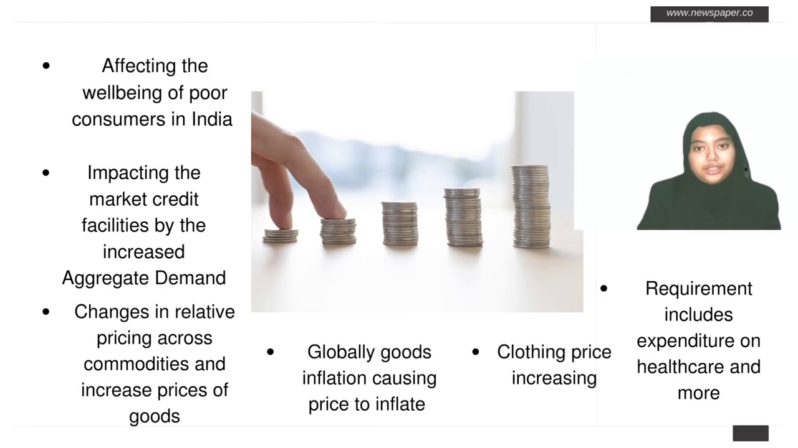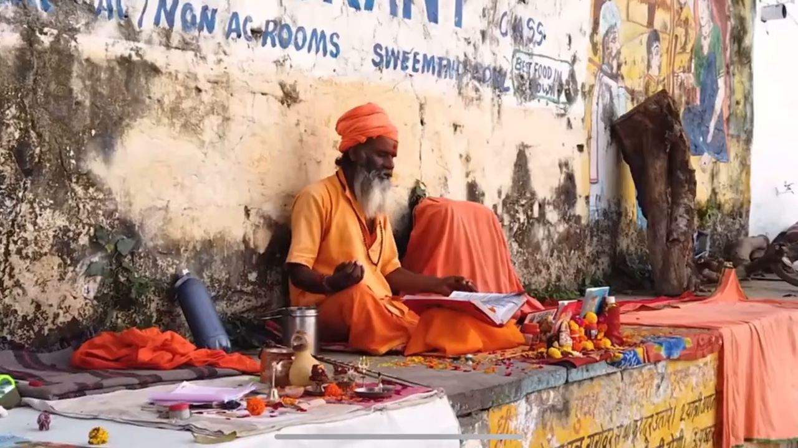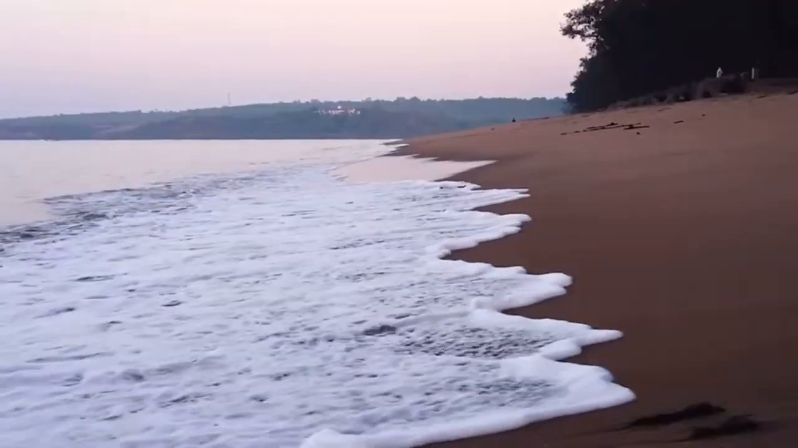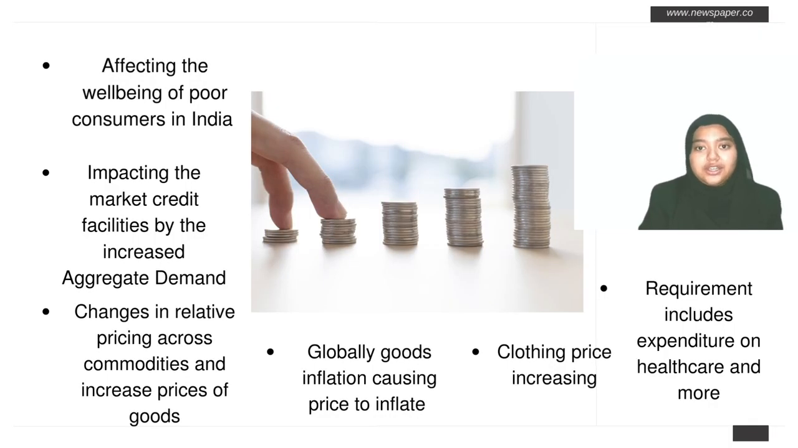As for inflation, food price inflation affects the well-being of poor consumers. This is because agriculture employs the majority of the population in India. It also has a favorable impact on market credit facilities by increasing the aggregate demand. This leads to changes in relative pricing across commodities and pushes up the prices of items.